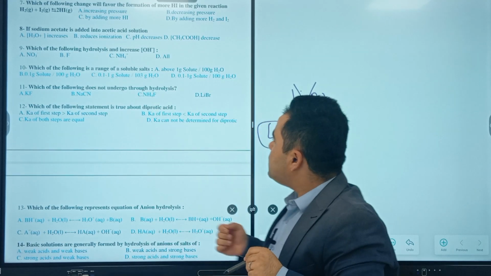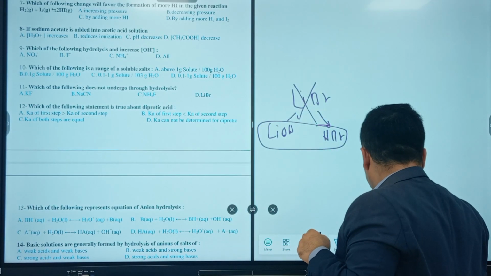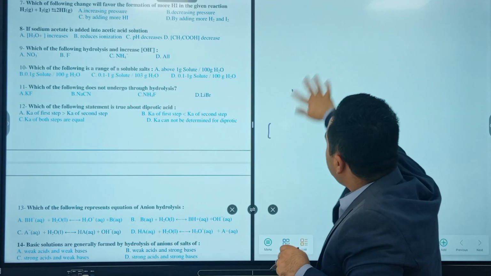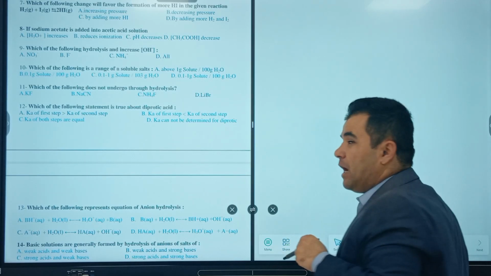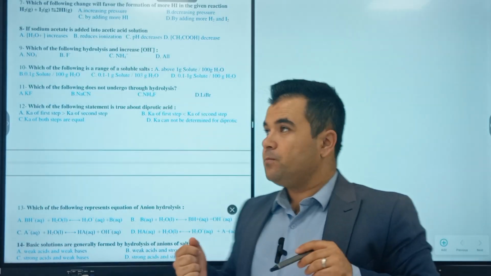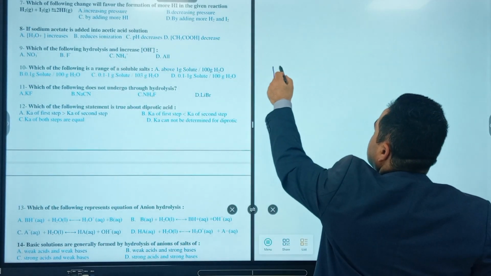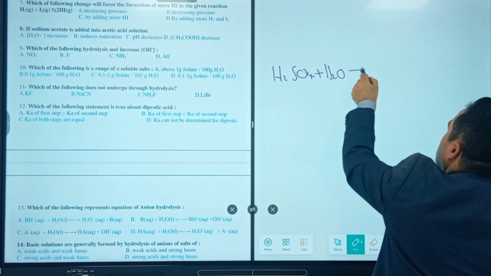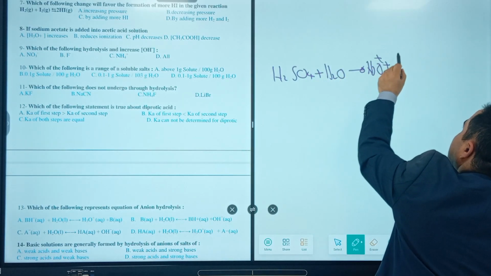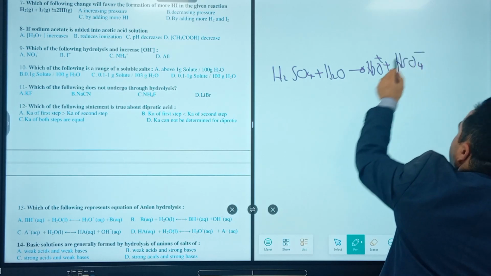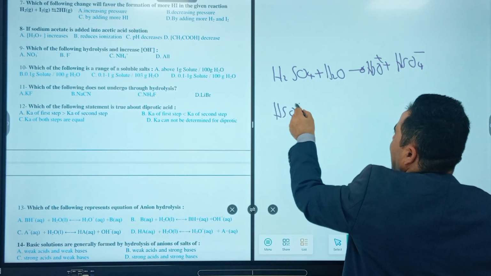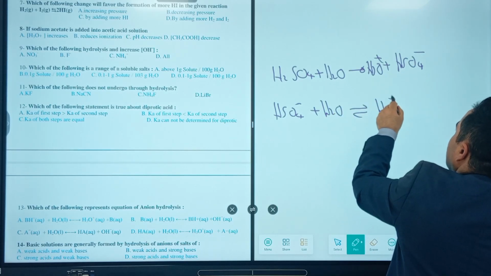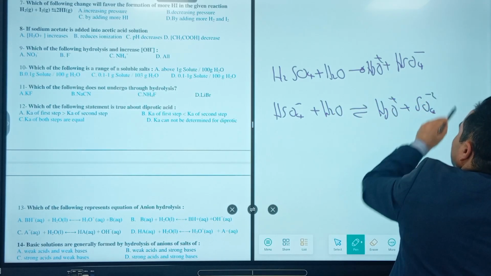Which of the following statements is true about the diprotic acids, guys? The diprotic acids have two steps of ionization. For example, H2SO4 plus H2O will produce hydronium plus HSO4 negative. Then HSO4 negative plus H2O will produce hydronium and SO4 negative 2.